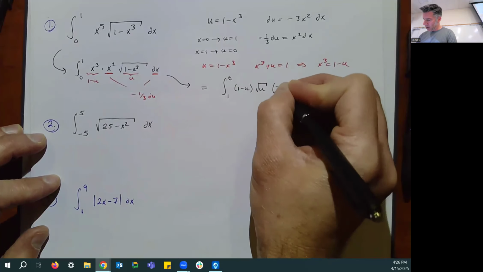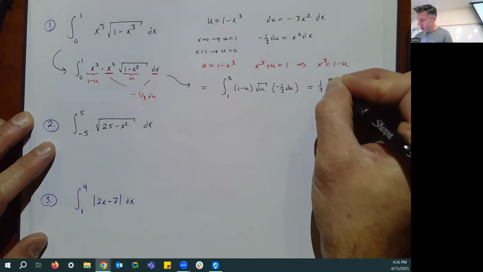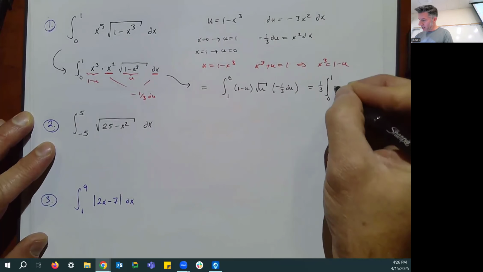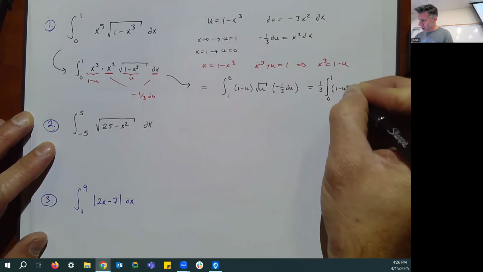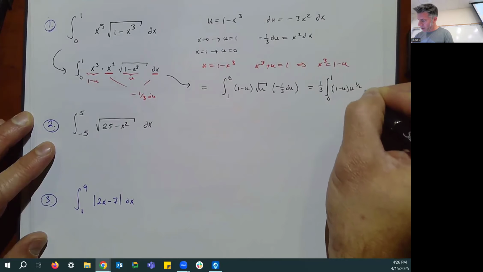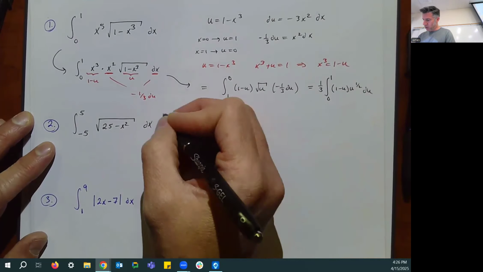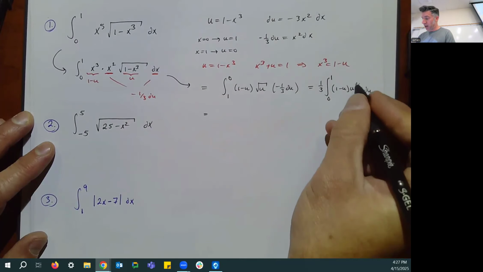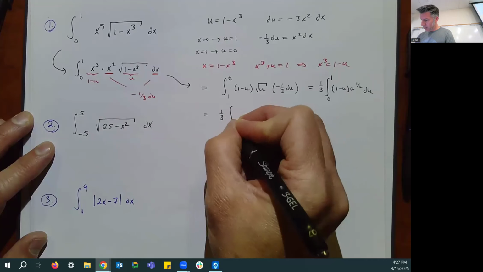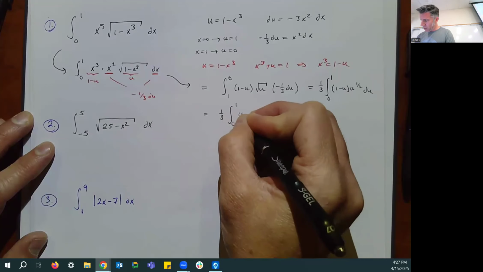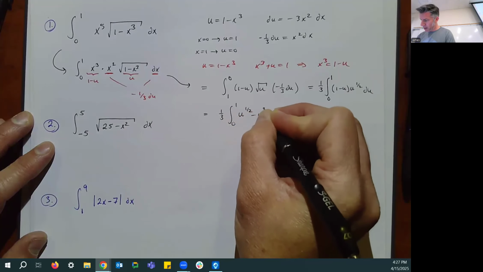So then I would do two things. I'd pull out the negative 1/3 front, but I'm actually going to change the sign and make it a positive 1/3 integral from 0 to 1. And I'm going to write the insides as 1 minus u times u to the 1/2 du. Distribute the u to the 1/2, and you get 1/3 times the integral from 0 to 1 of u to the 1/2 minus u to the 3/2.